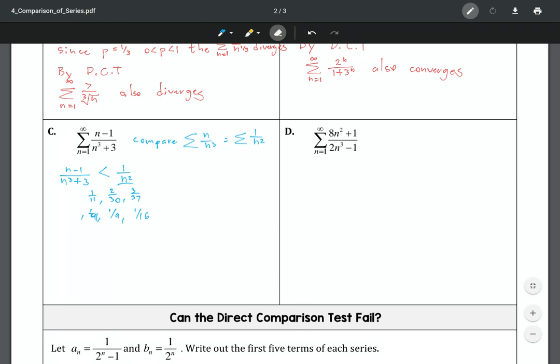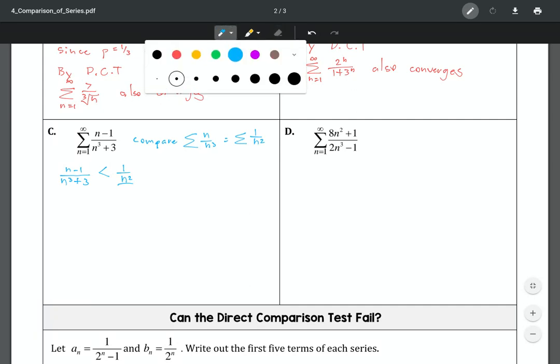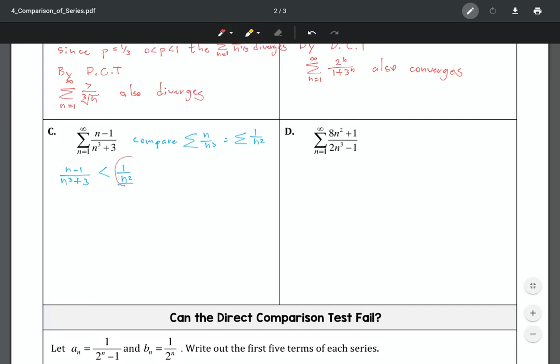Okay, so let me erase that. That's just sort of the thinking you want to do sometimes. So remember, this is bigger. Now, since what I'm comparing to is bigger, then this better be converging. And if it doesn't, then that's inconclusive.